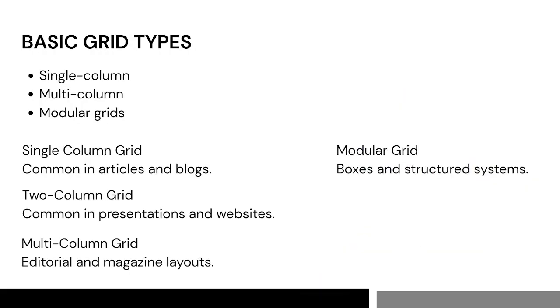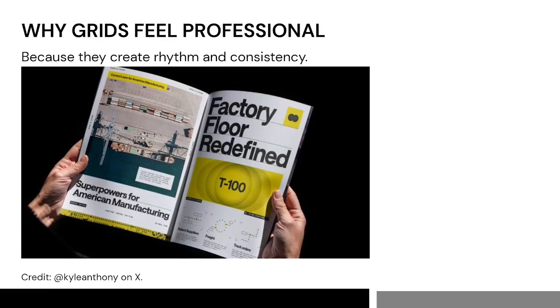We have different types of grids, but for the sake of this training, we're looking at just these examples. We have the single column grid, multi-column, and modular grids. Single column grids are commonly used in articles and blogs. Two column grids are commonly used in presentations and websites. Multi-column grids are commonly used in editorial and magazine layouts, and modular grids are used in boxes and structured systems.